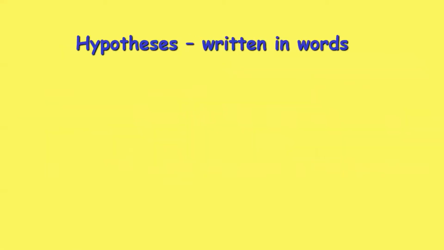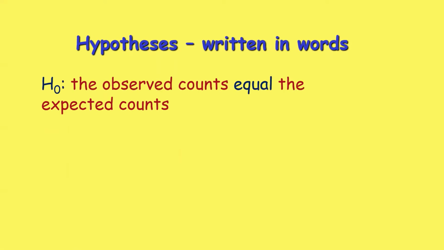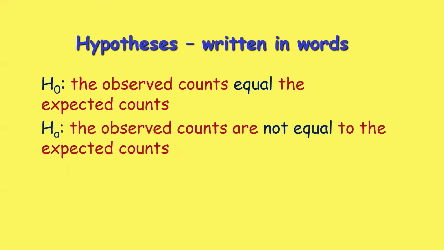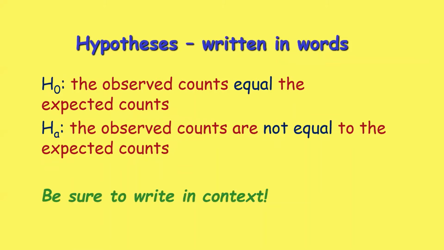So just like with all tests, we have a null and alternative. So here are the null and alternative for a chi-square goodness of fit. Our null will always be that the observed counts equal the expected counts of yada, yada, yada, related to the problem. Your alternative will be the observed counts are not equal to the expected counts of yada, yada, yada, whatever object you are talking about. So be sure to write in context. Relate to the object in question.